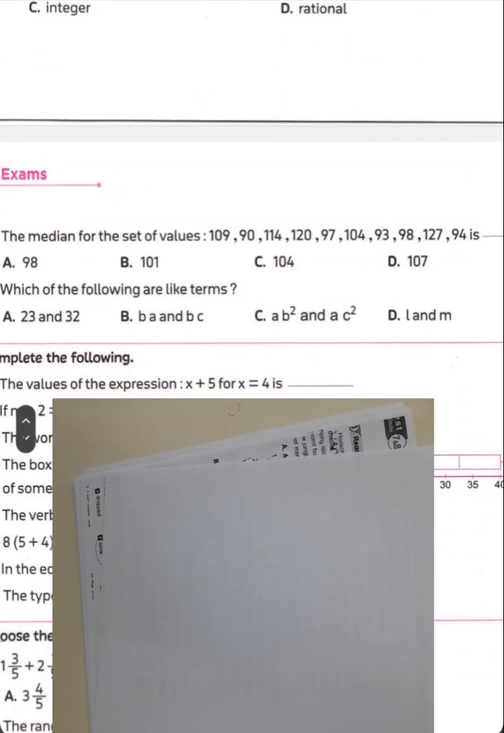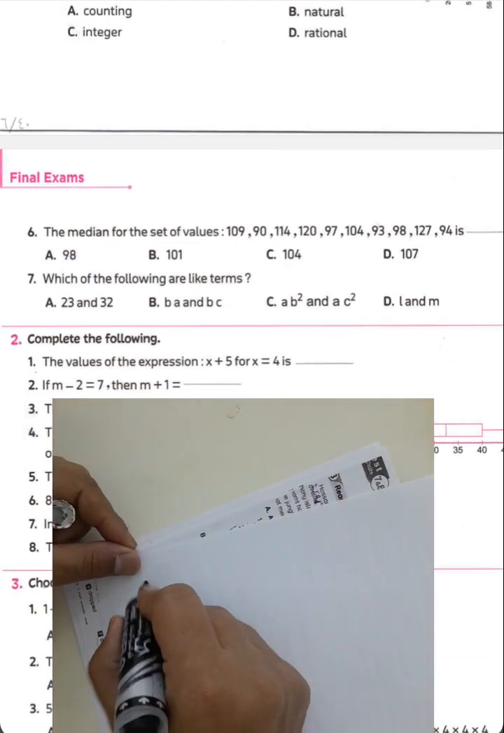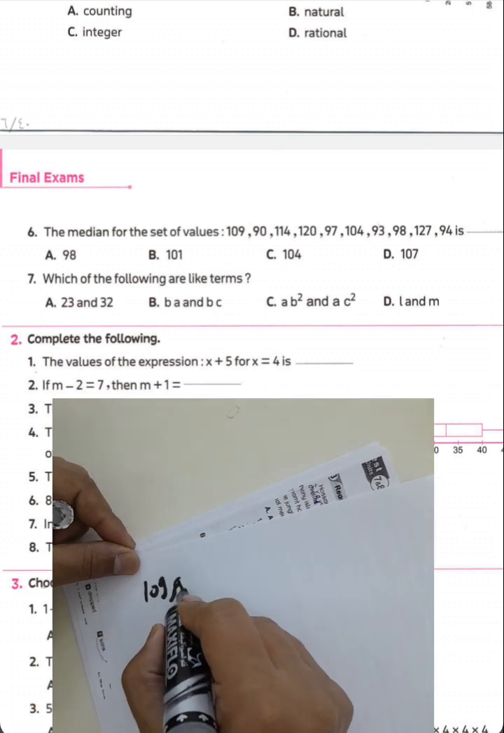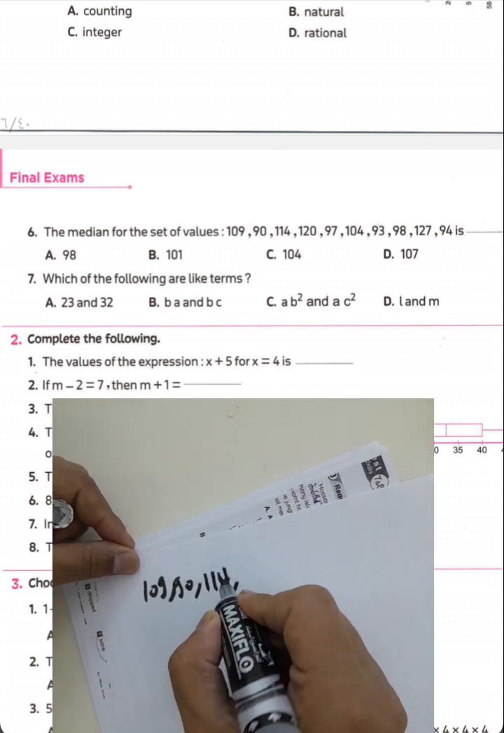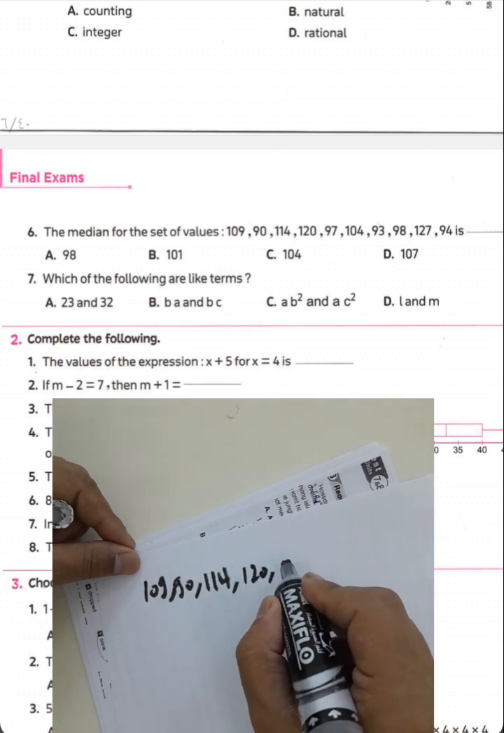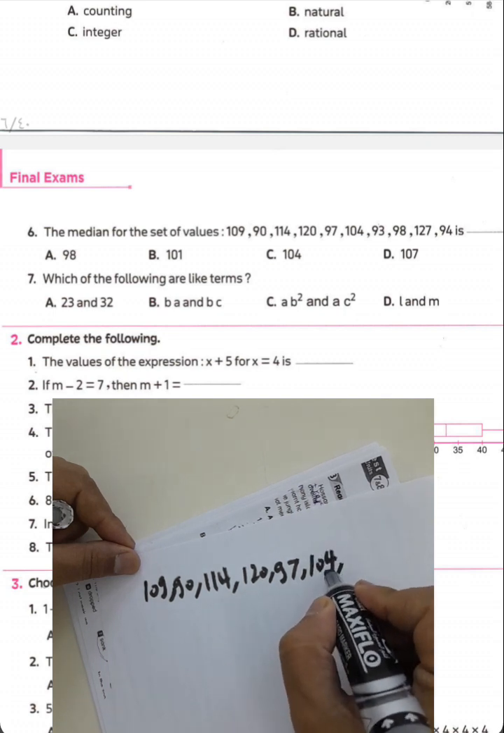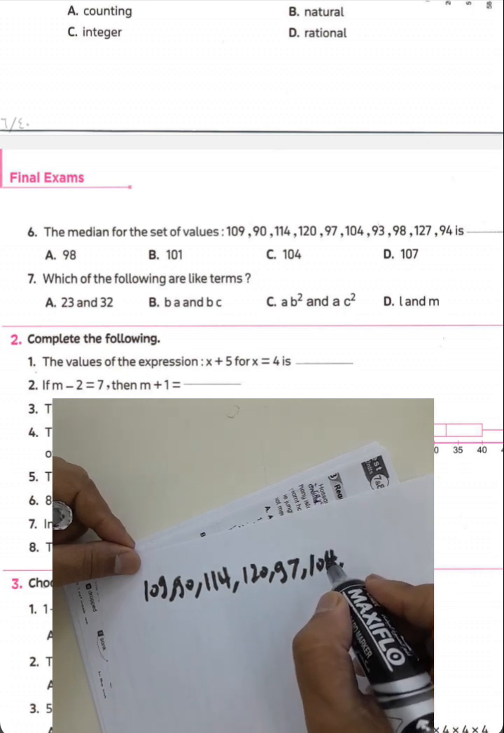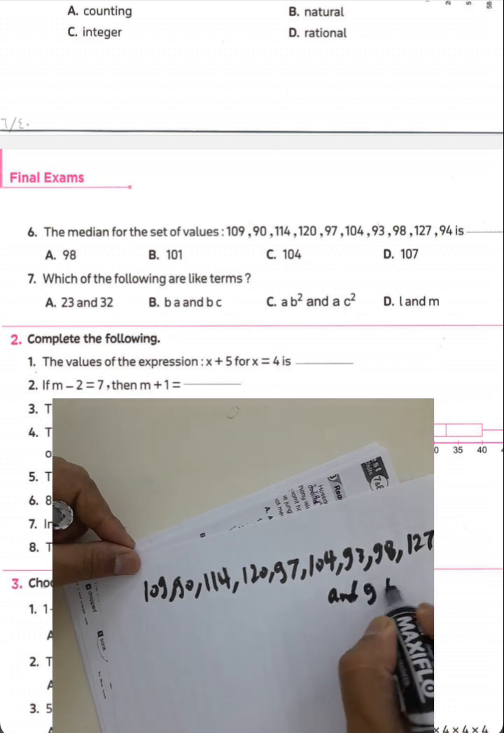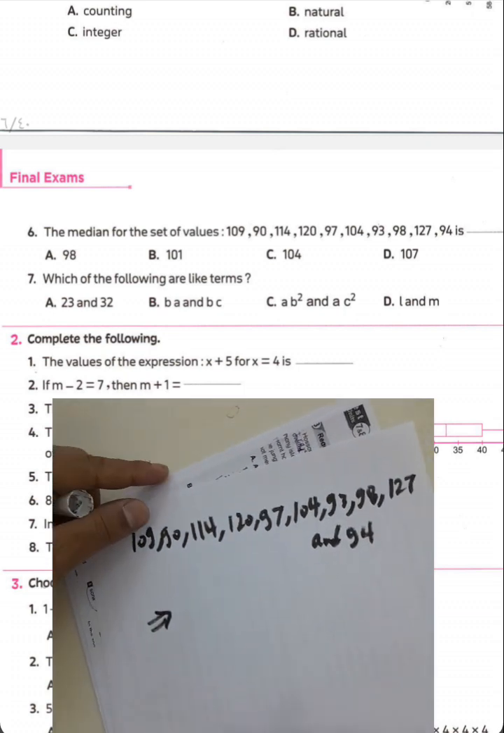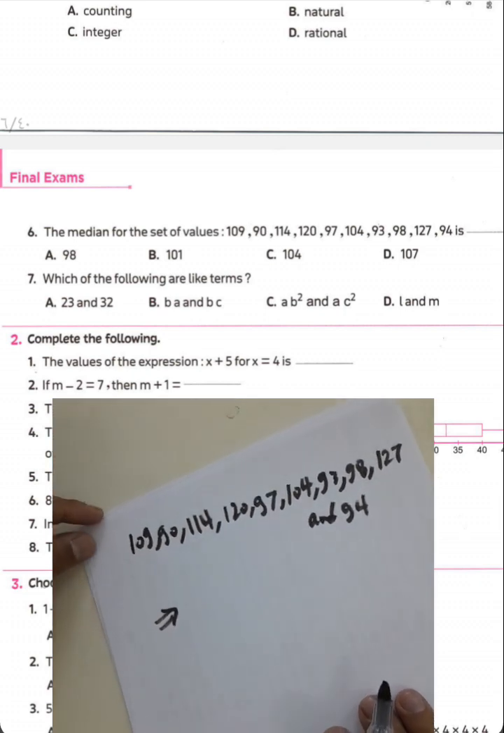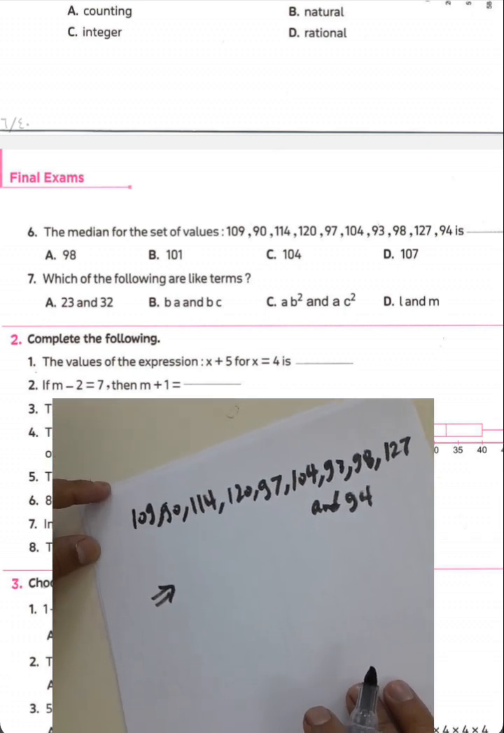We want to find the median of the values 109, 90, 114, 120, 97, 104, 93, 98, 127, and the last one 94. First step, we must arrange all values in ascending or descending order. I will solve it by arranging in ascending order.